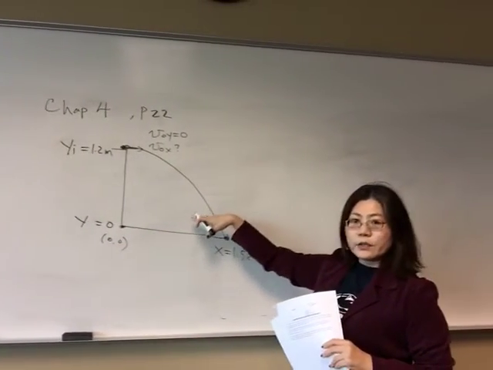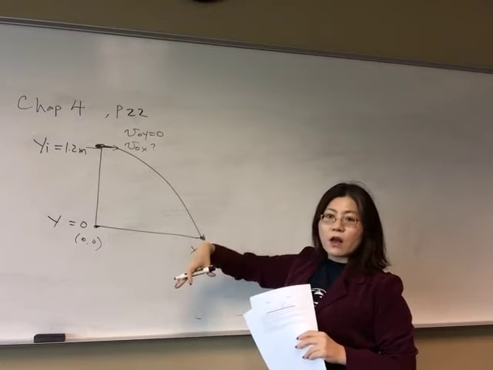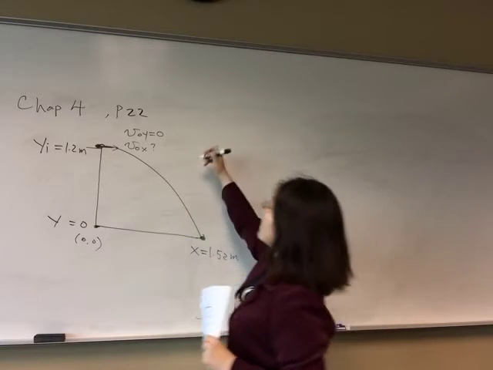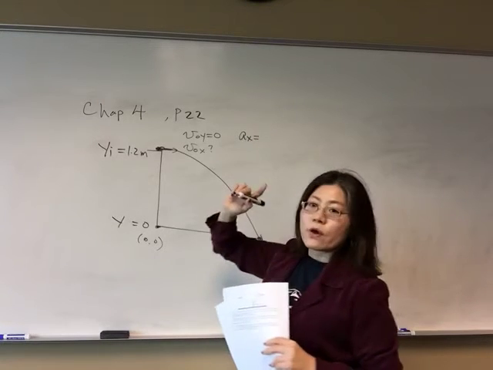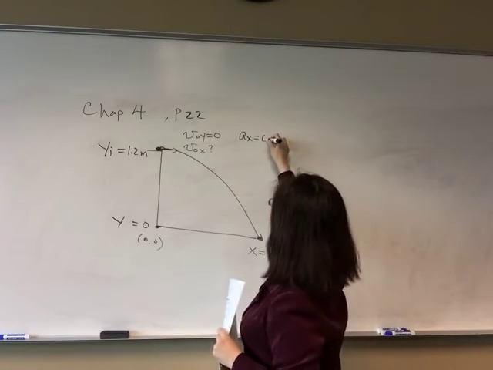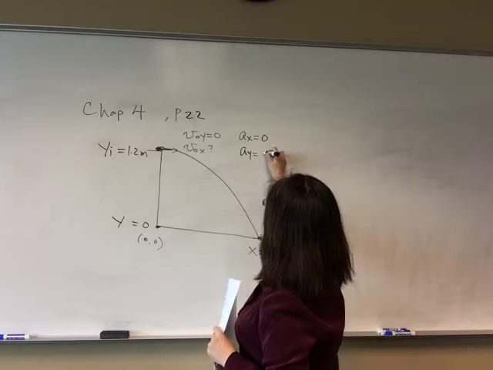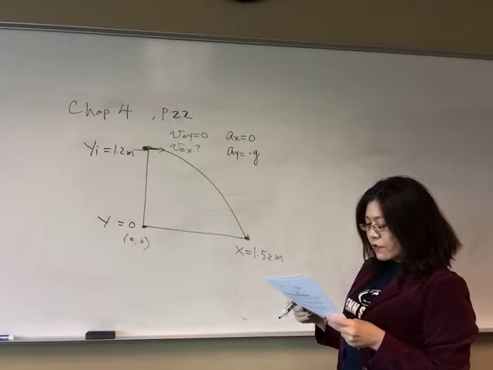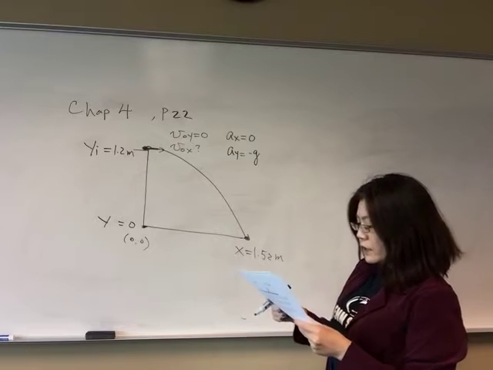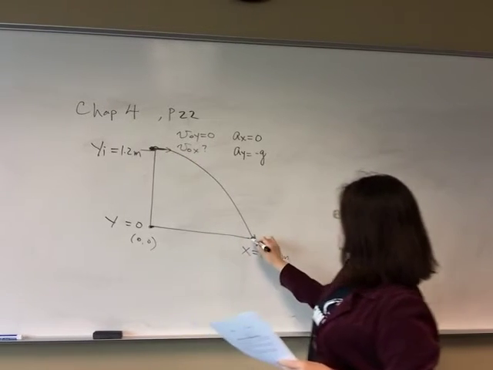So we know that this rolls off. Why is it going down? It's because in the vertical it experiences a non-zero acceleration. So we can say that for your a_x, the horizontal acceleration, there's no acceleration. But in the vertical, there's a negative g that the ball experiences, okay? And you're asked to find the time when it rolls off at this point.